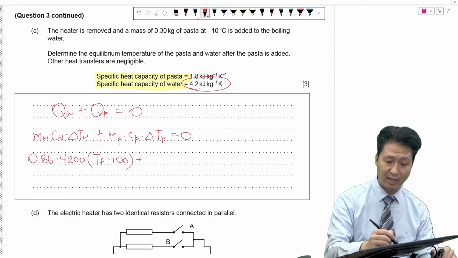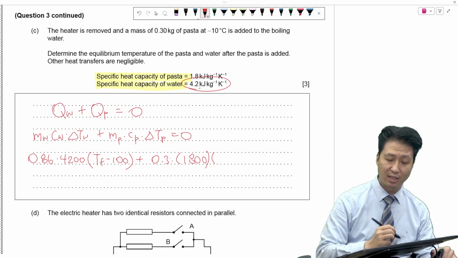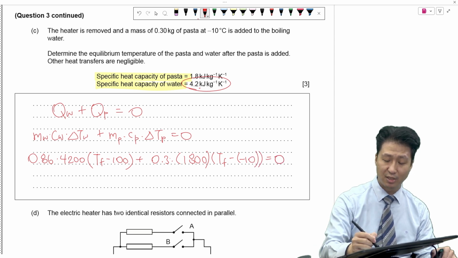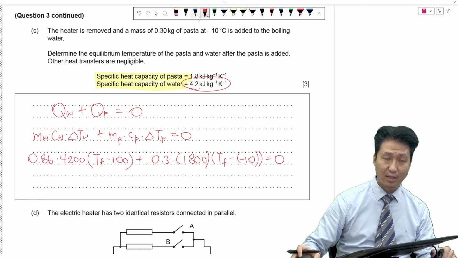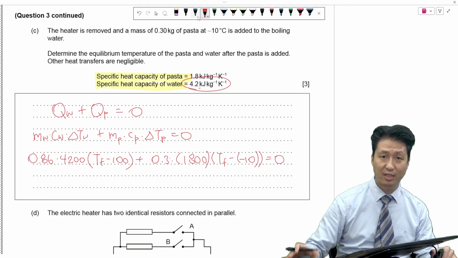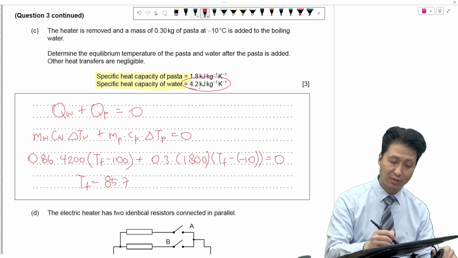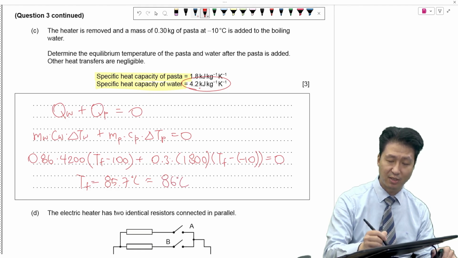You add this to the mass of the pasta, which is 0.3 kilograms, times the heat capacity of the pasta, 1,800 joules per kilogram Kelvin, times the change in temperature of the pasta, which would be the final minus initial, negative 10. And all this is equal to 0. This becomes a very simple algebraic equation. There's only one unknown. The final temperature should equal approximately 85.7 degrees Celsius, or to two significant figures, 86 degrees Celsius.